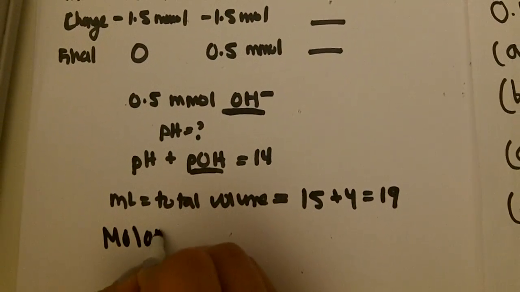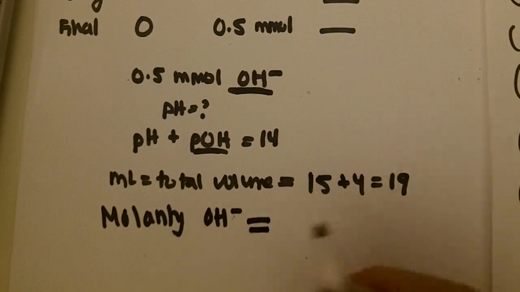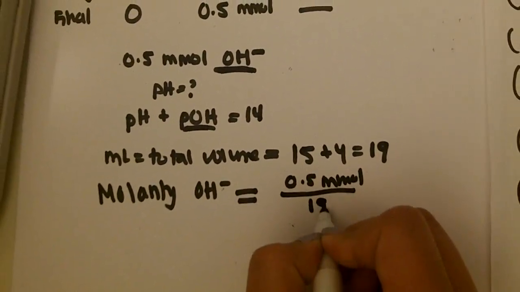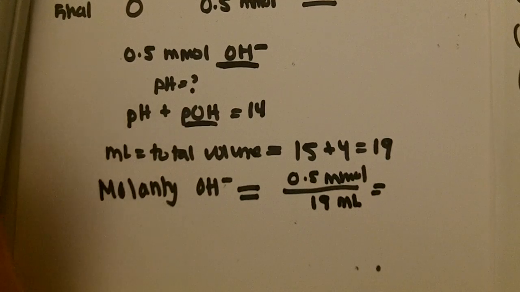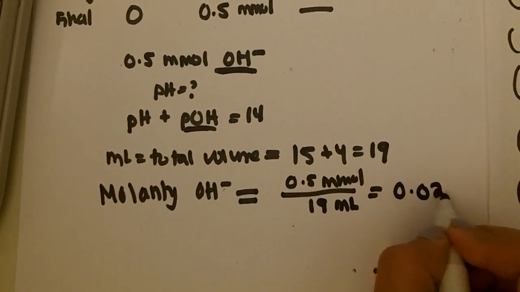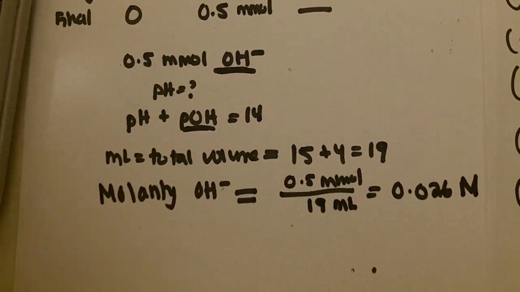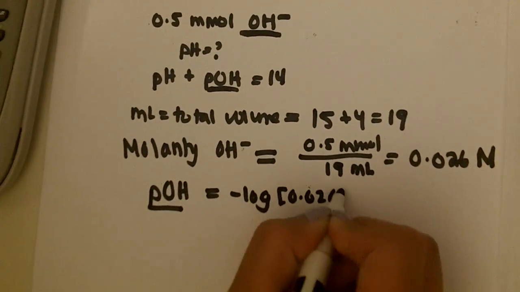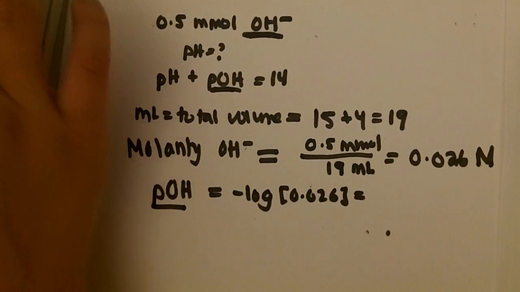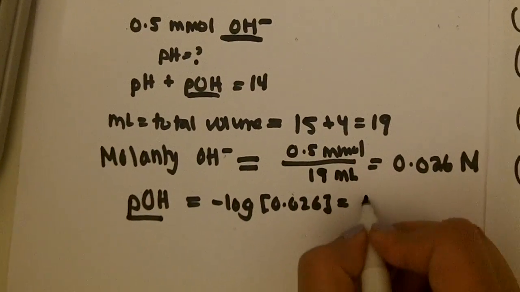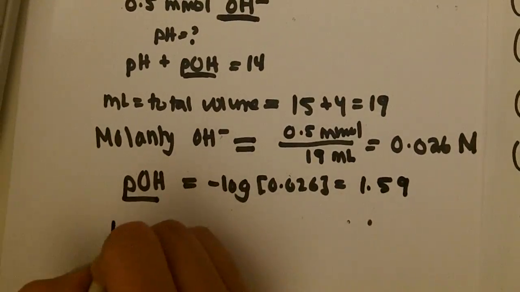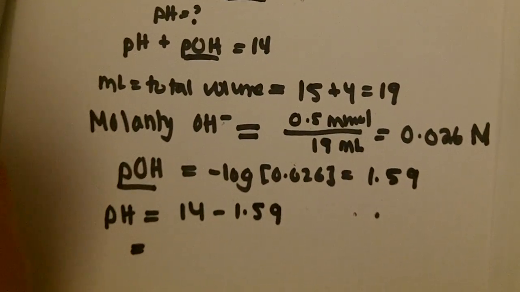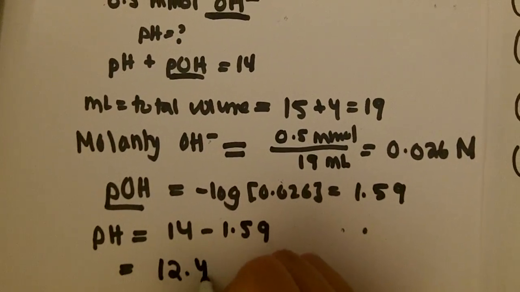So the molarity of the hydroxide is equal to 0.5 millimoles over 19 milliliters, which is 0.026 molar. Okay, so then the pOH, remember, is negative log of that. The negative log of 0.026 will give you 1.59. Now this is pOH, so pH is just 14 minus 1.59, and that'll give you 12.41.